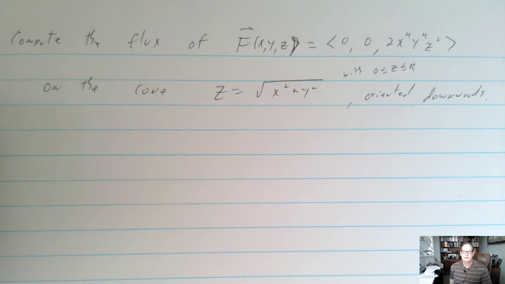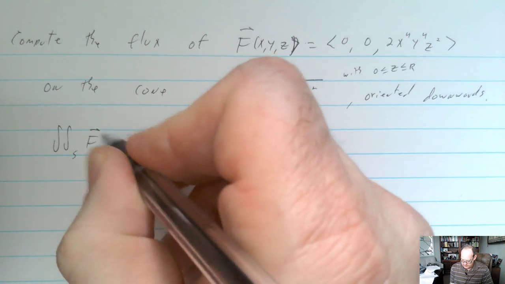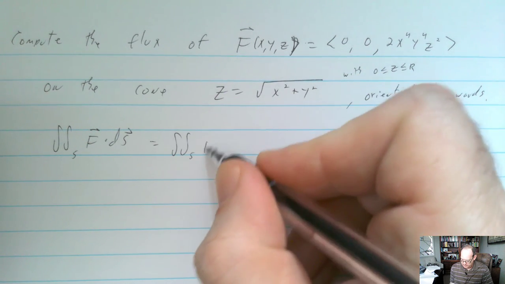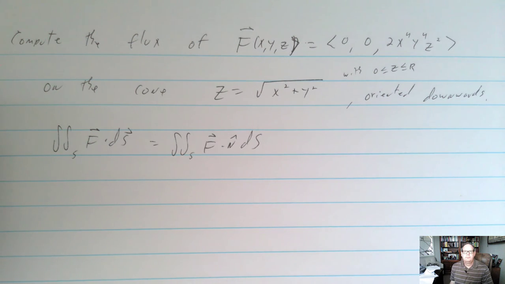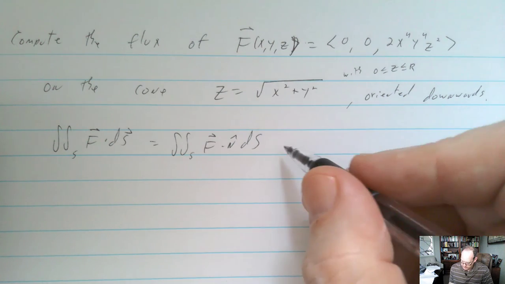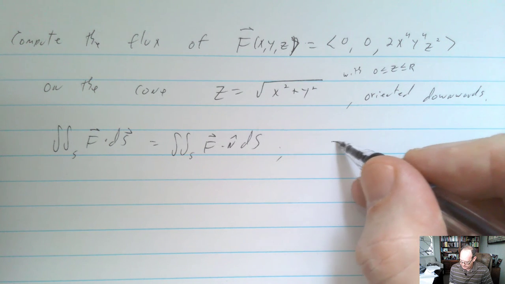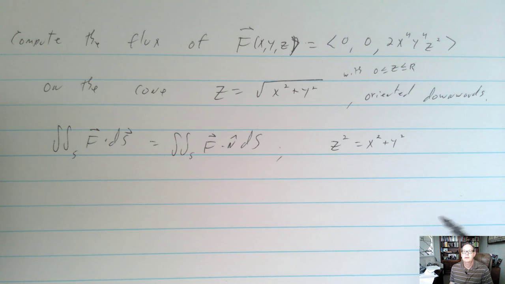All right, let's find this flux integral. The flux integral F dot dS is the same as F dot the unit normal. For the unit normal, let's look at this surface. It's described as z squared equals x squared plus y squared. That gives me the cone.